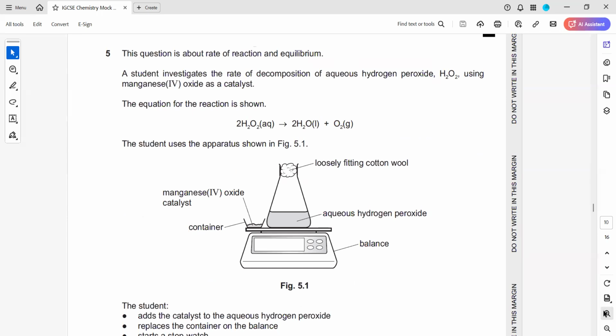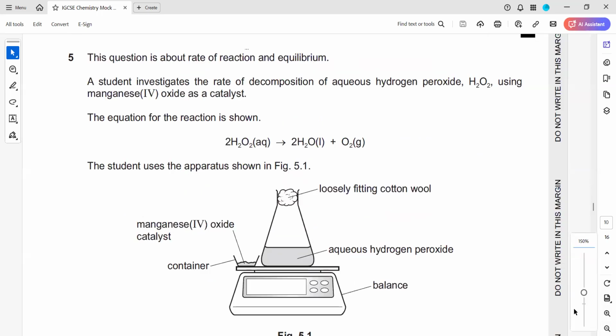Okay, question 5. So today we'll discuss mock set 2 and set 3 as well. You can use the chat or you can also use your mic to answer the questions. This is paper 4 mock set 2. This question is about the rate, or the speed, of a reaction.